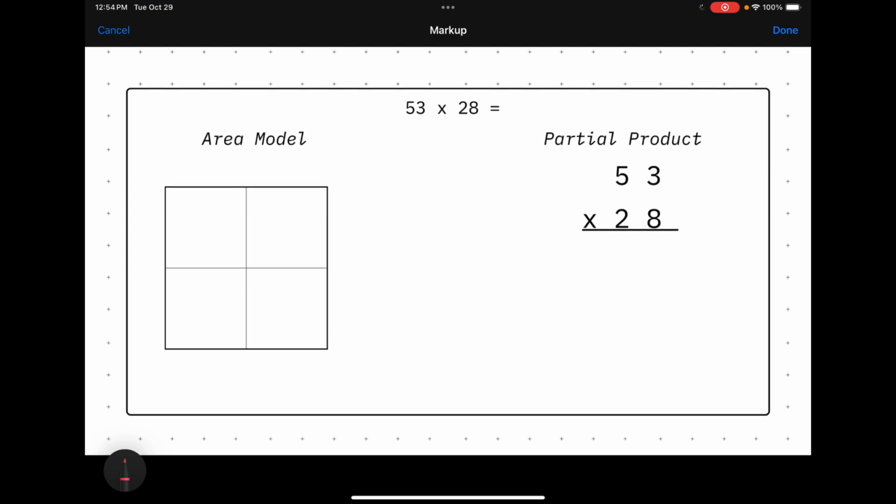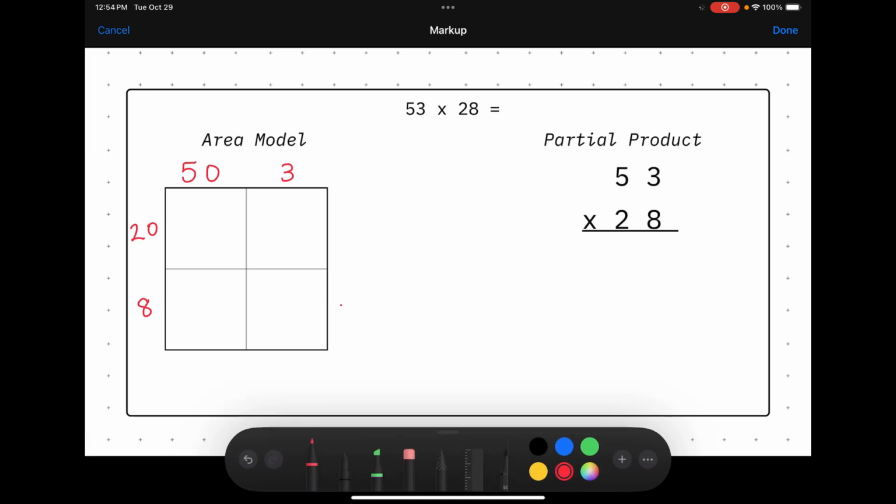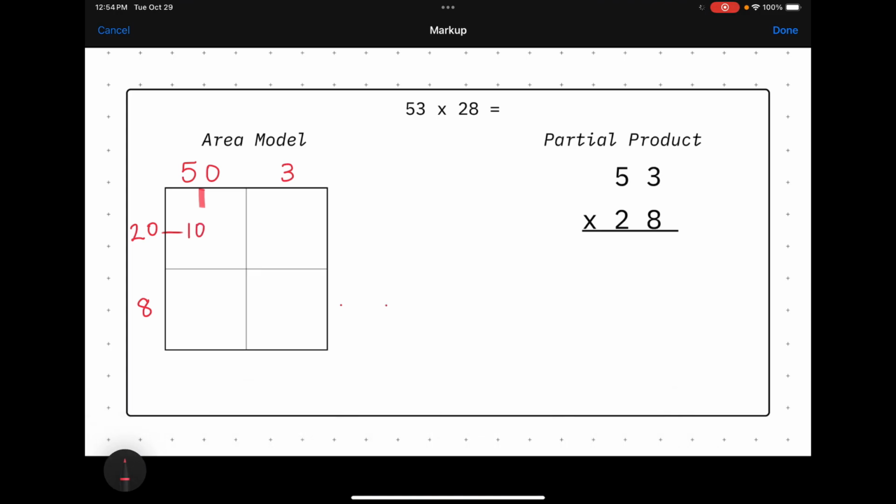I'm going to expand out 53 to 50 and 3 above the boxes. And then I'm going to expand out 28 by doing 20 and 8 to the side. So now what I'm really doing is I'm just pinching my fingers together for both side lengths of the square, and I'm multiplying those two together quickly. I know 5 times 2 is 10, and then using my shortcut of adding the zeros, 50 times 20 is 1,000. When I pinch my fingers together here, I'm doing 3 times 20. 3 times 2 is 6, add a 0.